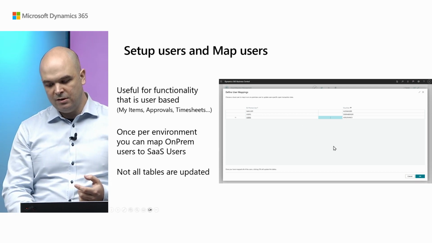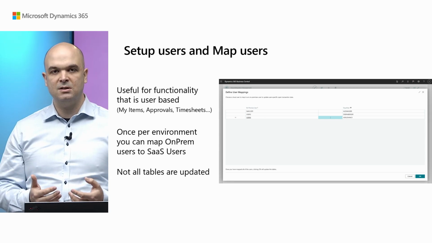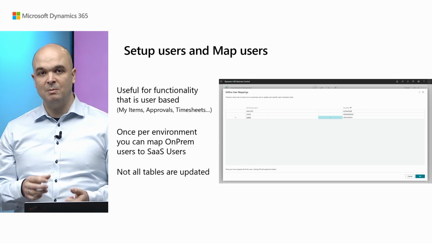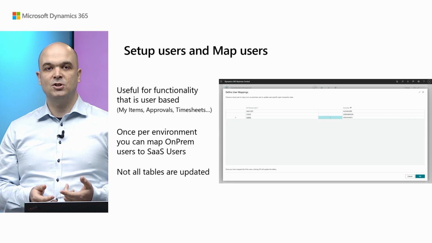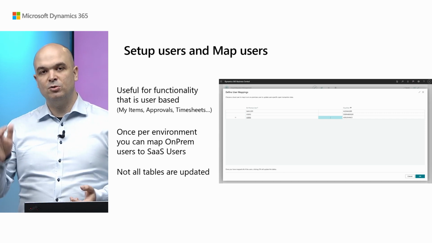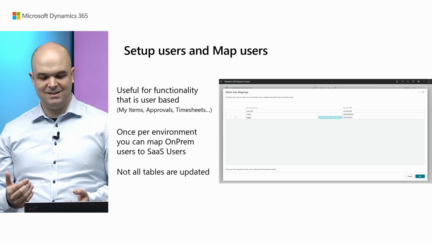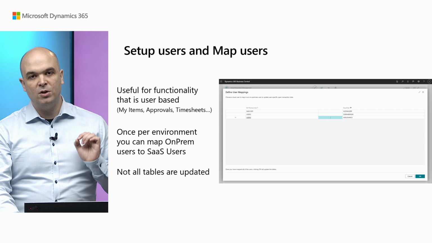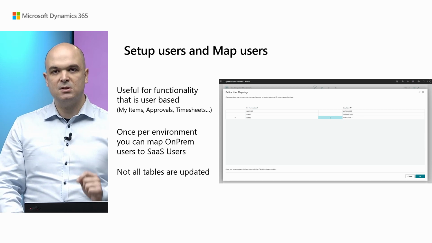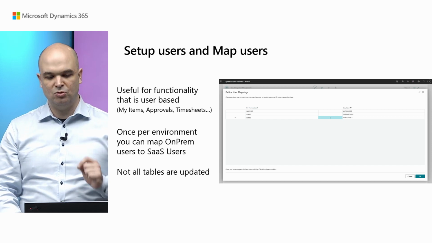When you invoke OK, we are going to go through all of the tables which are using username. It is important for business logic, for example My Items, approvals functionality or timesheets, and many others as well. We are going to go through this data and update the username, so it is going to work in SaaS. One important thing to note here is that you can do it only once per environment, so you should do it as the last step, because you will not be able to run it twice.